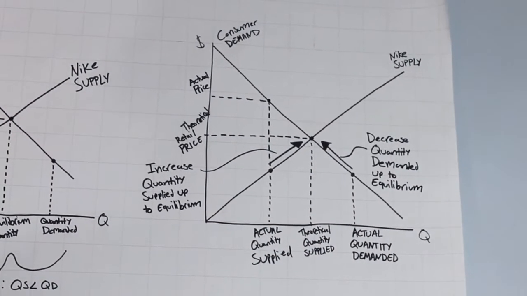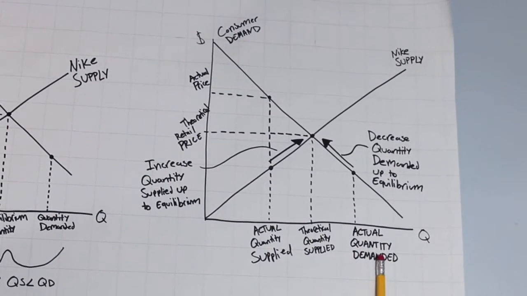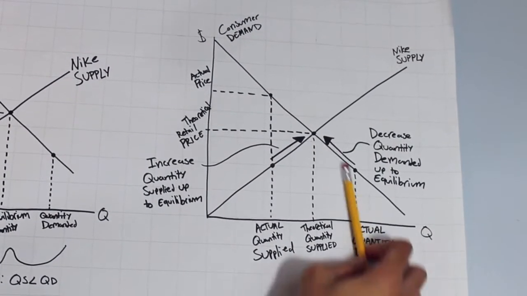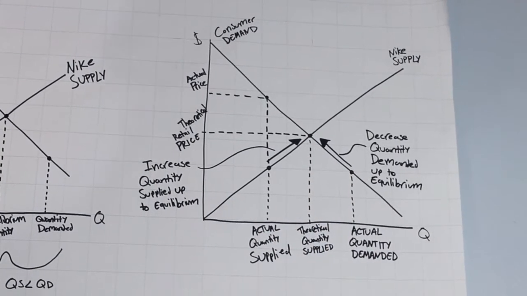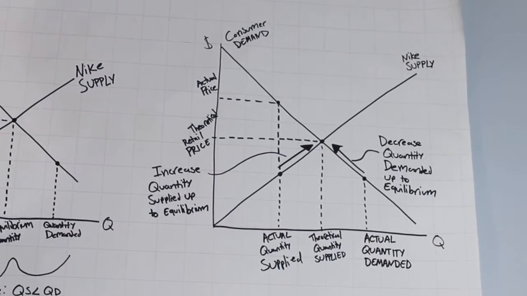Now the question is, do you think this would satisfy all the demand of the sneakerheads? Well, actually, you see the actual quantity demanded is here for the sneakerheads, but instead it would have to decrease to here, the equilibrium point. So you see that the quantity demanded actually decreases at the equilibrium point. However, this is the most efficient level, economically speaking.